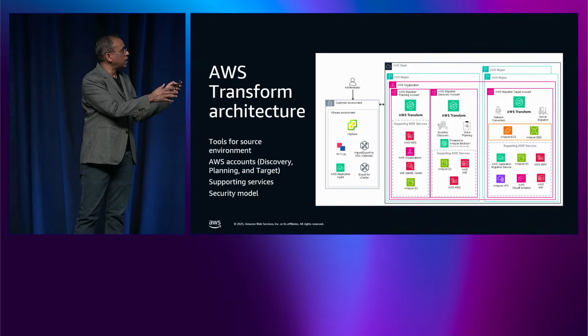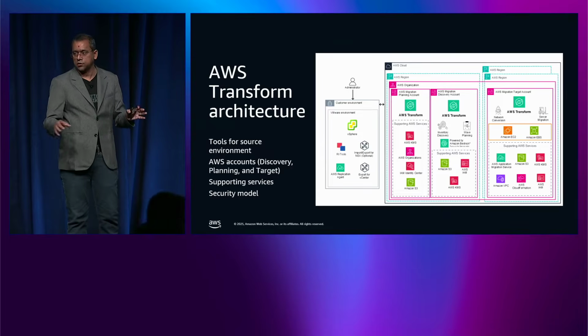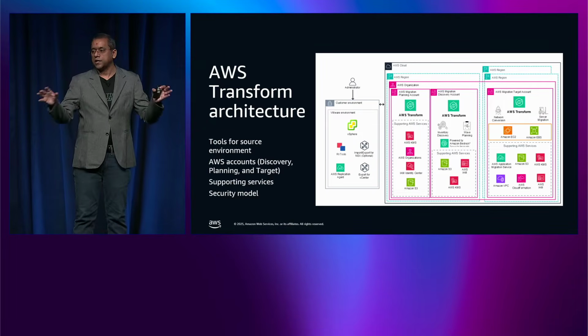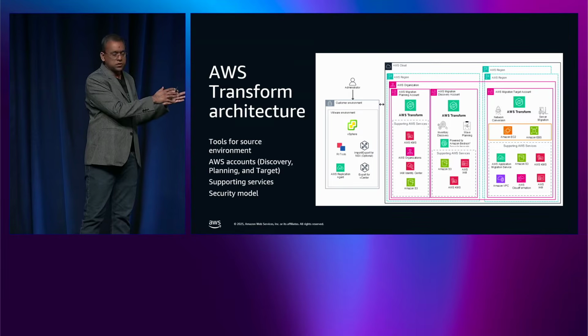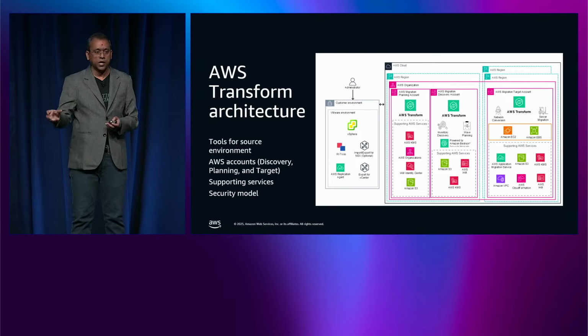Then we have an account where AWS Transform functions. It orchestrates everything, provides the security, provisions right access, and supports your multi-account migrations. So that's one account. And then you bring in two accounts, your own account.